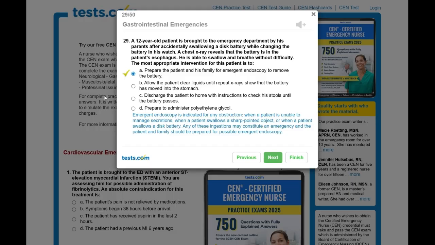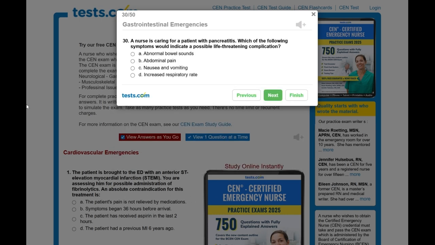A. Prepare the patient and his family for emergent endoscopy to remove the battery. Emergent endoscopy is indicated for any obstruction: when a patient is unable to manage secretions, when a patient swallows a sharp-pointed object, or when a patient swallows a disc battery. Any of these ingestions may constitute an emergency, and the patient and family should be prepared for possible emergent endoscopy.